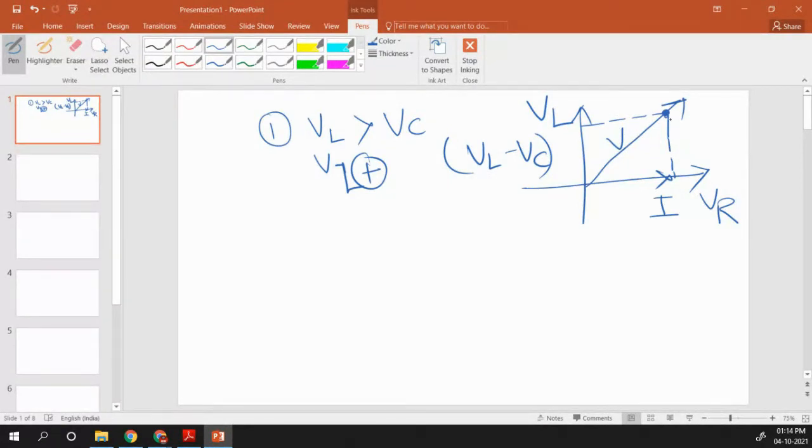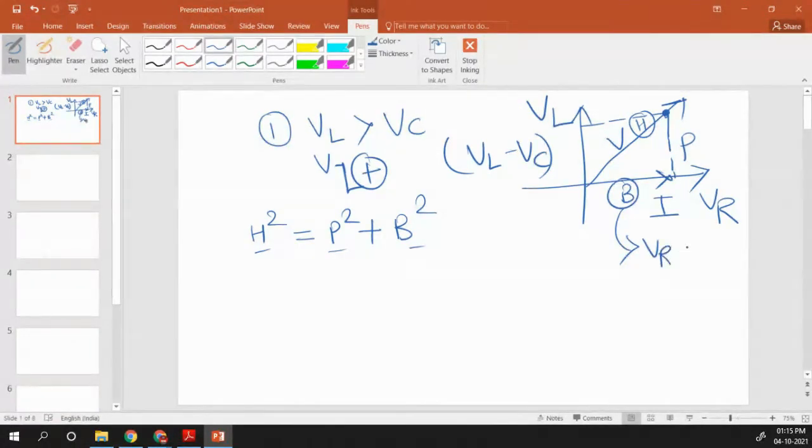Okay. Now you can see this is a right angle triangle. Okay. And here is a base, here is a perpendicular, and here is hypotenuse. Okay. So you know very well what is the Pythagoras theorem. Pythagoras theorem is h square is equal to p square plus b square. Okay. So we will put the values across p, h, and b. So what is the value across b? VR. So you can put this value VR is equal to I into R right here.